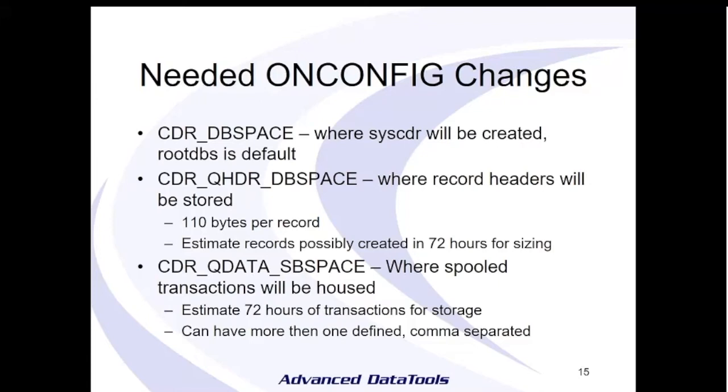The CDR QData smart blob space, so again, this is where the spooled transactions will be housed. You know your data, you know how big the data may be, so you can estimate how much potential data would be stored in a 72-hour window if we have to basically spool every transaction coming in for that period to send it out. You can, by the way, have more than one defined, and it'll go through them. So if you need to have your primary and then a failover, that's fine.